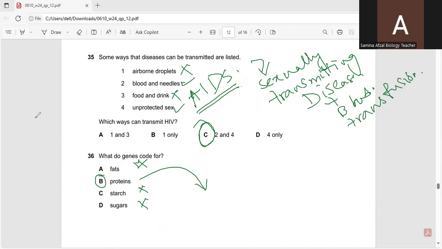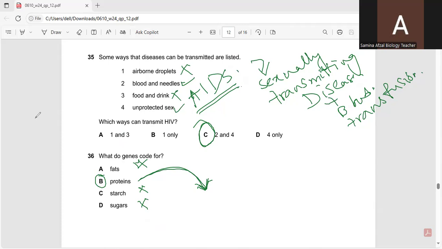Why is this the correct option? Because the genes provide the sequence information in the form of codons that specifies the amino acid order in the polypeptide chain. So these polypeptide chains then fold into functional proteins. This is the primary function of genes. Genes are small segments of DNA, and these genes code for the formation of proteins.